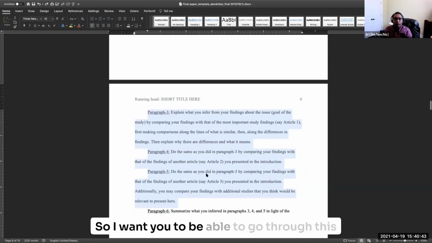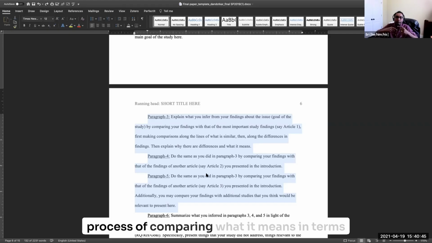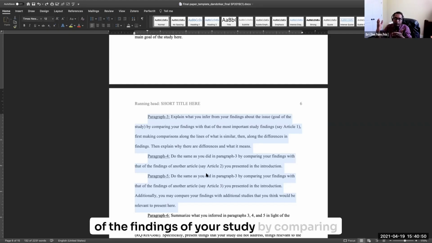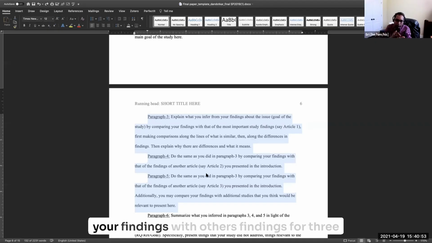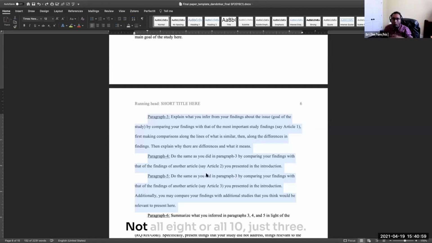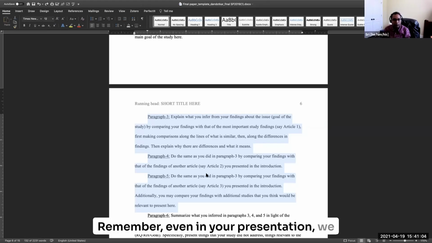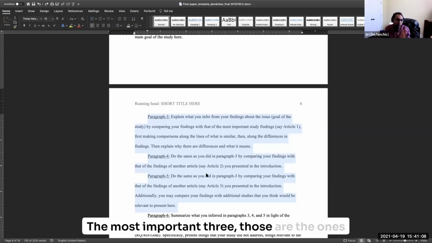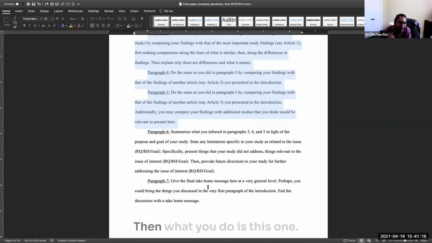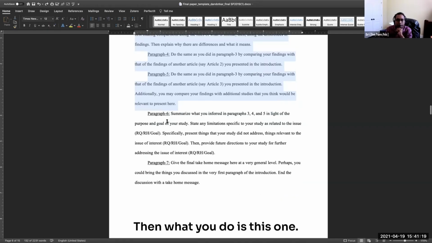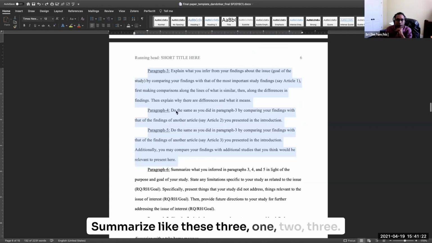So I want you to be able to go through this process of comparing what it means in terms of the findings of your study by comparing your findings with others' findings for the 3 most important articles. Not all 8 or all 10, just 3. Remember, even in your presentation, we concentrated on 3 articles, right? The most important 3. Then what you do is this one. Summarize these 3, 1, 2, 3.